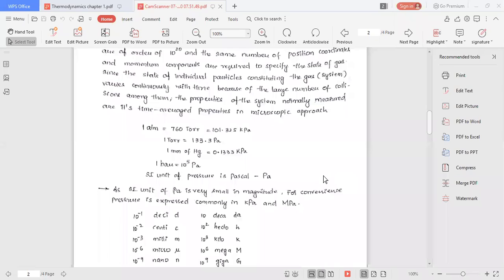Pavan Kalyan. So Pavan, now tell me, 1 atmosphere is equal to how many kilopascals? 101.325 kilopascals. Okay, 1 atmosphere is equal to how many torr? 760 torrs. Right. Good. Good.